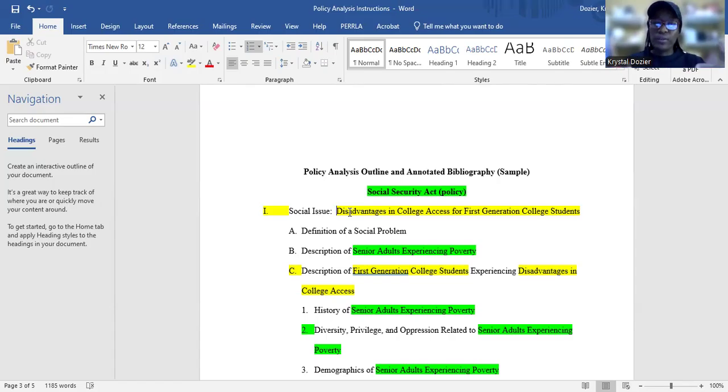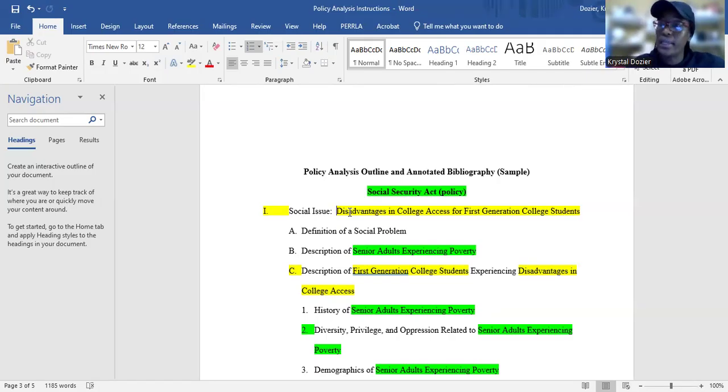Because when the reader looks at my paper and they see social issue, they're going to say disadvantages in college access for first generation college students. So they know that that's what I'm talking about in my paper. So I'm preparing them. They're going to think about education. They're going to think about college students and even disadvantages, right? That's what I'm building out.